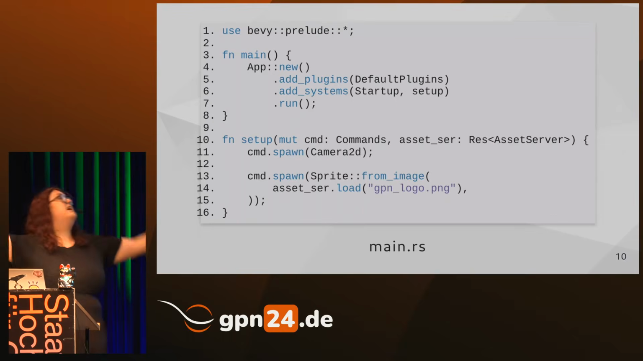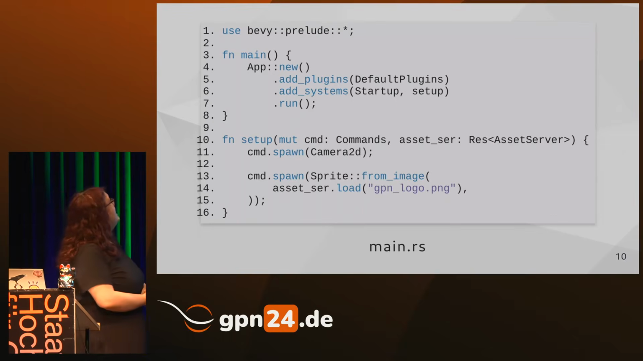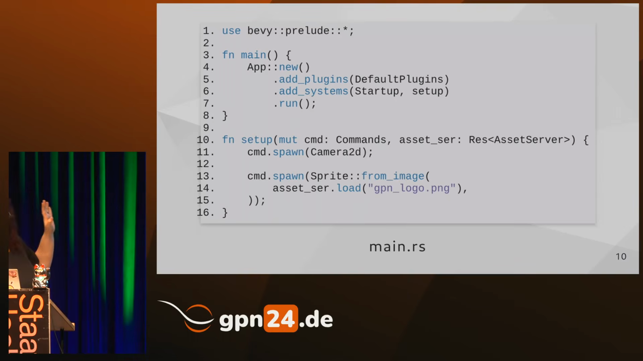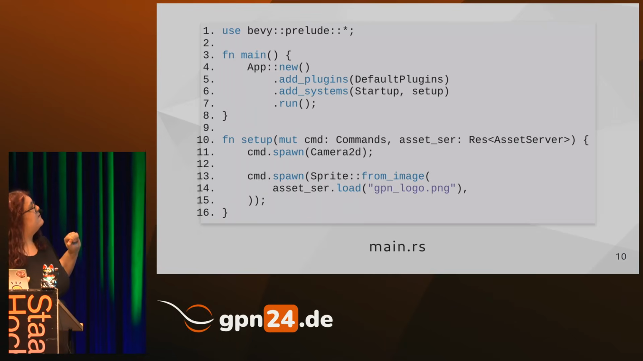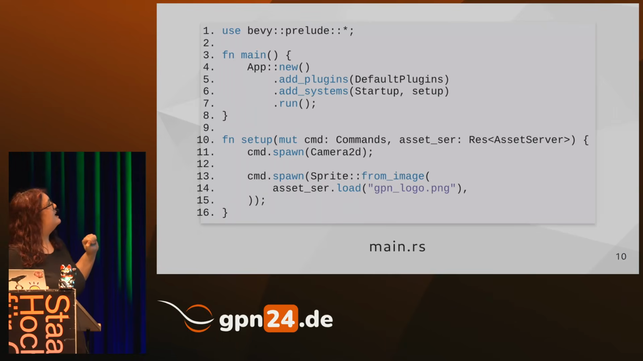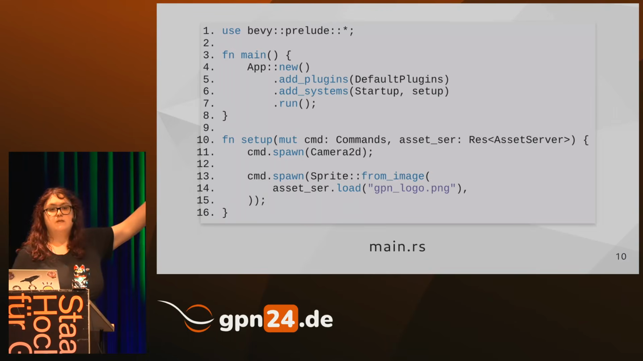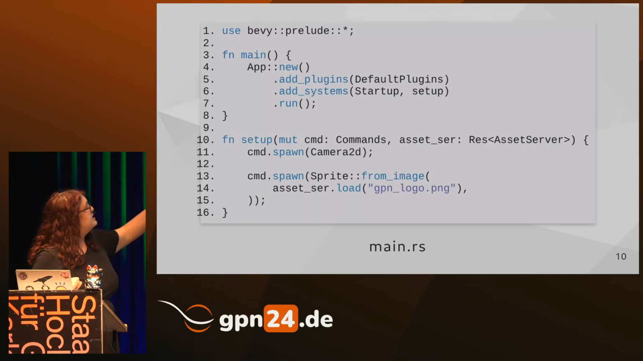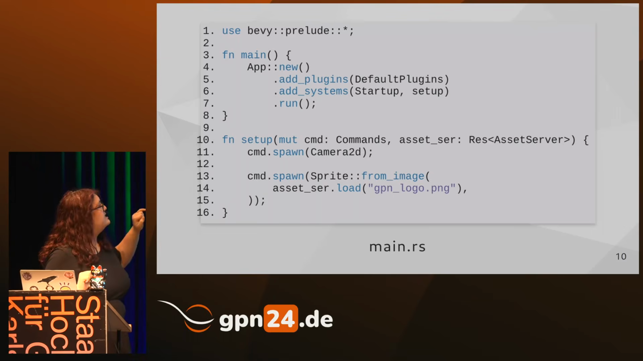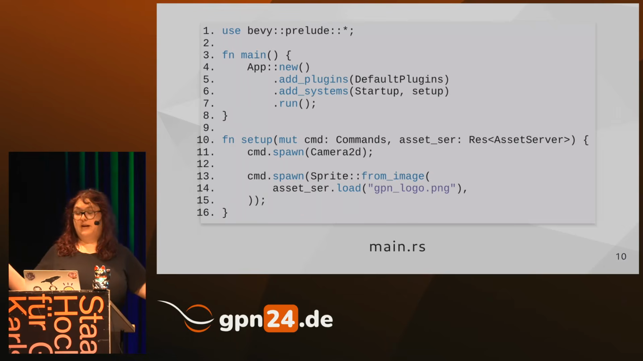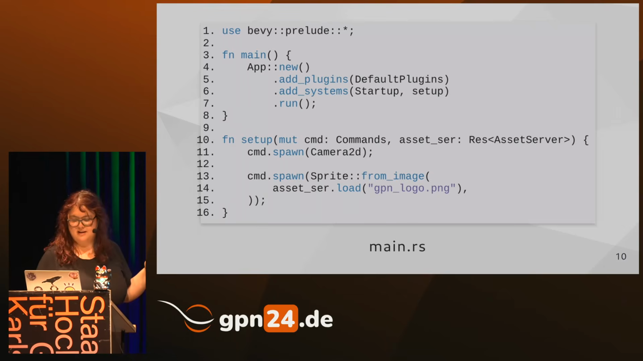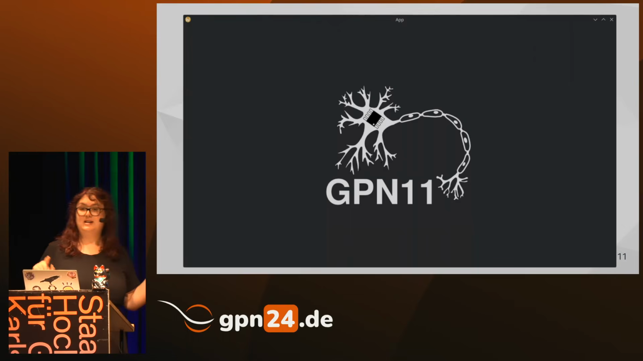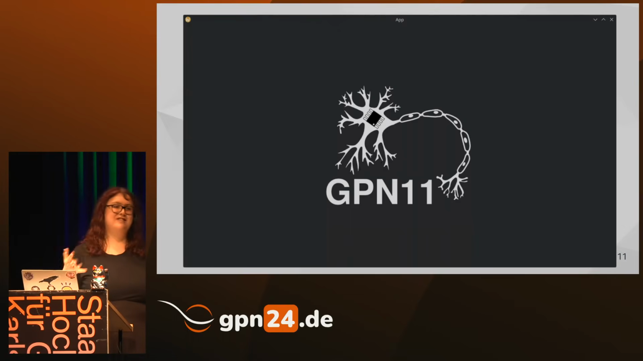So let's expand upon this a little bit here. Let's add a setup. So we're adding a system. It's not in a plugin yet, because we're not there. But we're going to add a setup function, and all that this does is it runs on startup when the application launches, and it spawns a 2D camera, and it spawns a sprite. We're making progress. We're getting a real game. And what do we get when we do this? I chose GPN 11 just because it looked cool. I'm trying to figure out which one kind of works here.